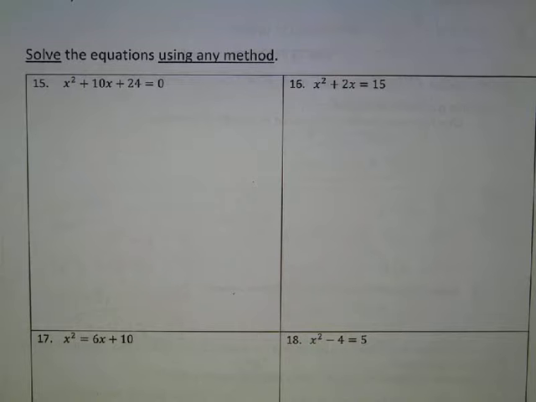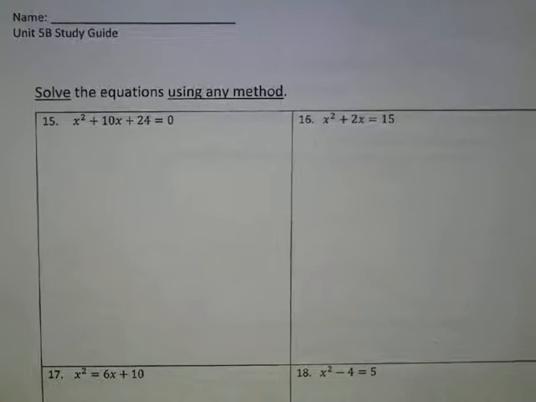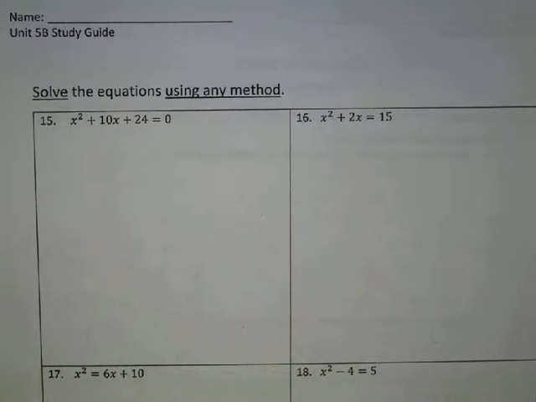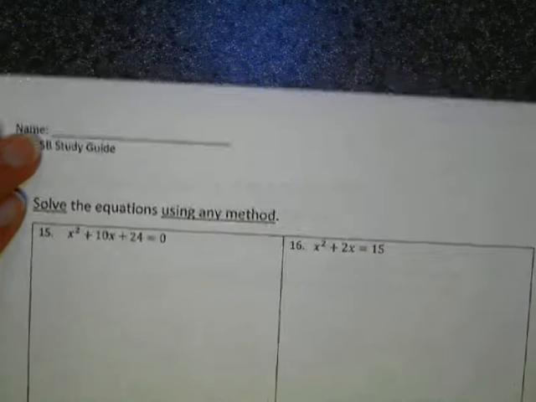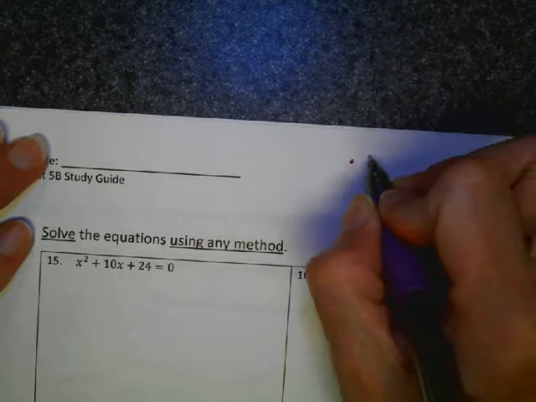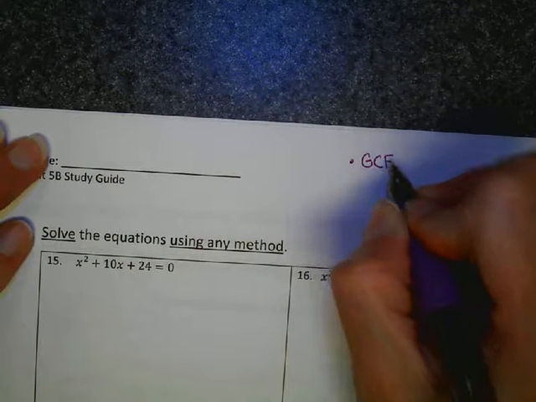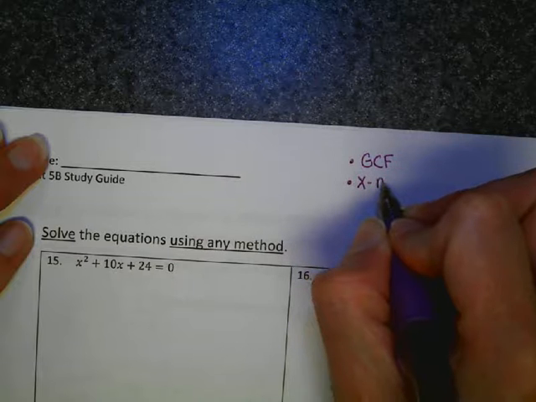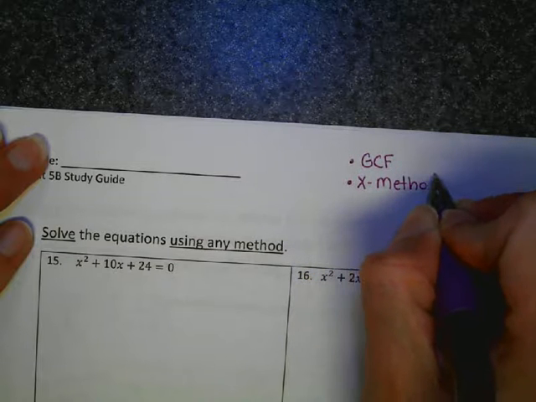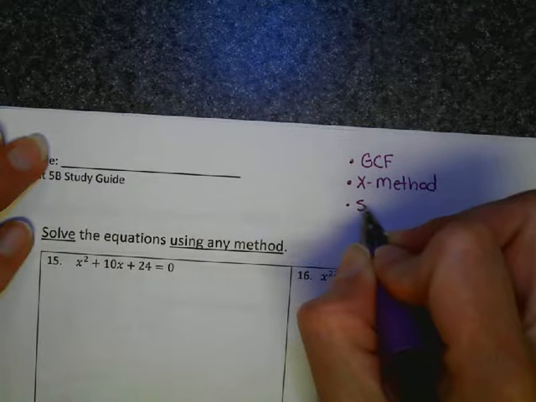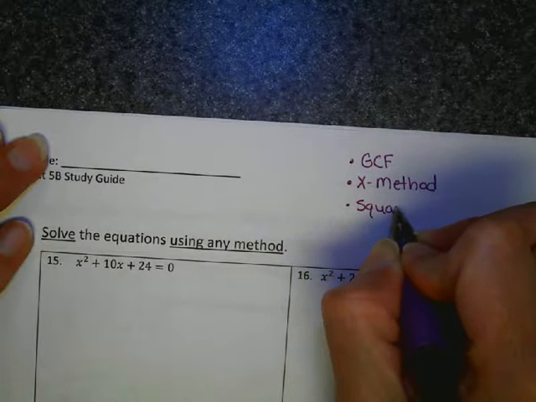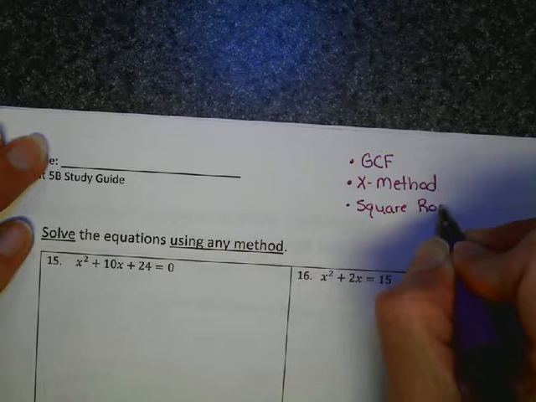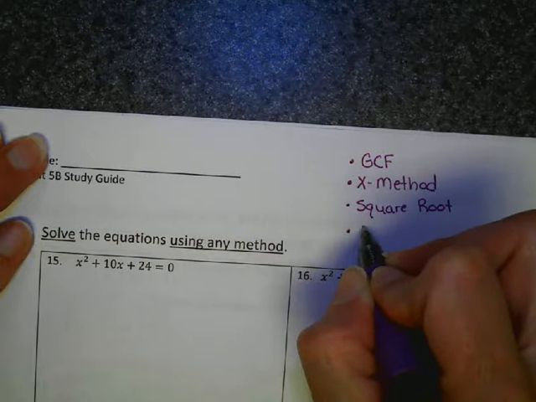Okay, this is page 3 of the Unit 5 study guide. We're looking at choosing a method to solve. You can use our choices just as a rundown of choices we've had. We've used GCF, factor by GCF. We've used the X method. We've used square rooting. We've used the quadratic formula.